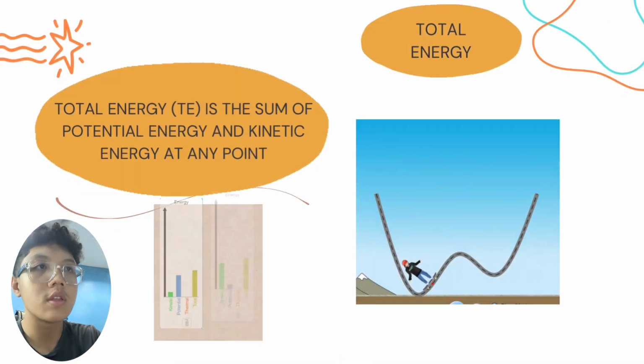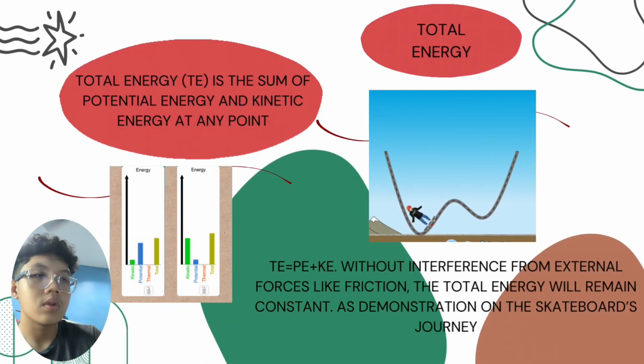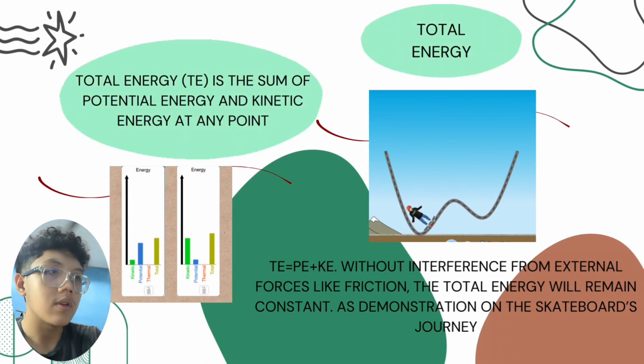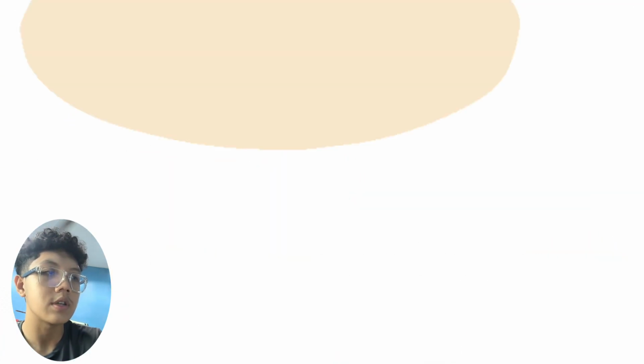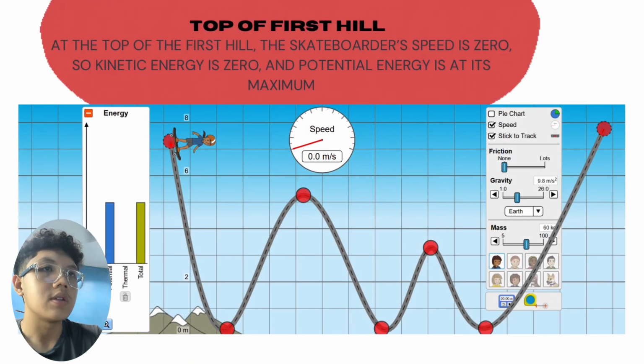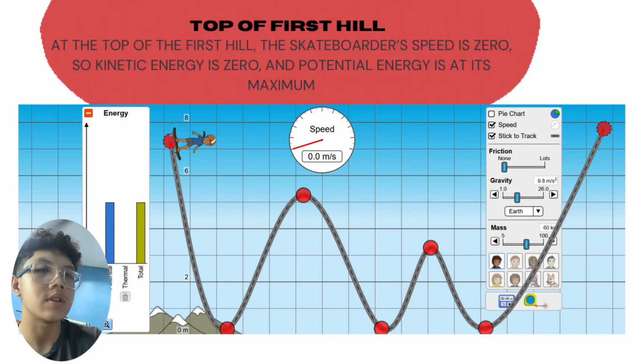Total energy is the sum of potential energy and kinetic energy at any point. Total energy equals PE plus KE. Without interference from external forces like friction, the total energy will remain constant, as demonstrated on the skateboard's journey. At the top of the first hill, the skateboarder's speed is 0, so kinetic energy is 0 and potential energy is at its maximum.